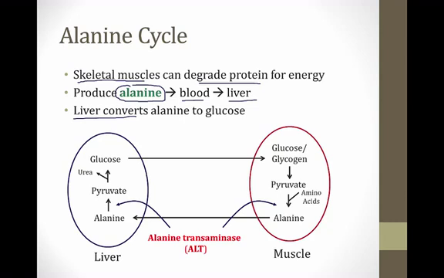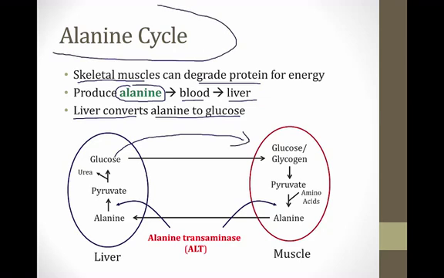In turn, this means the liver will then convert the alanine back into glucose via gluconeogenesis, and it can send that glucose to the muscle cells that need it. This is called the alanine cycle.